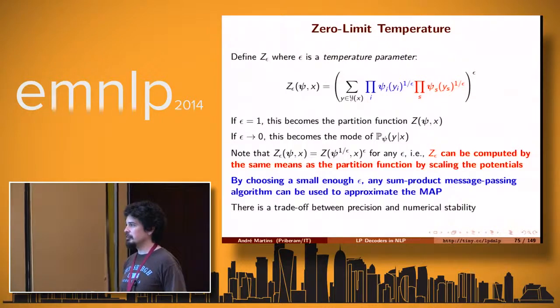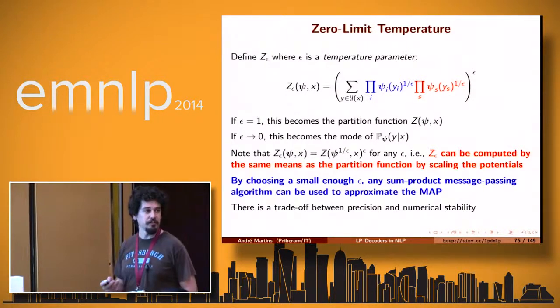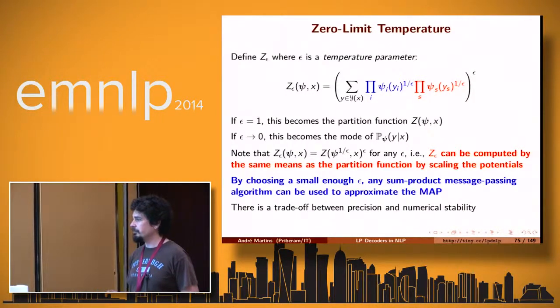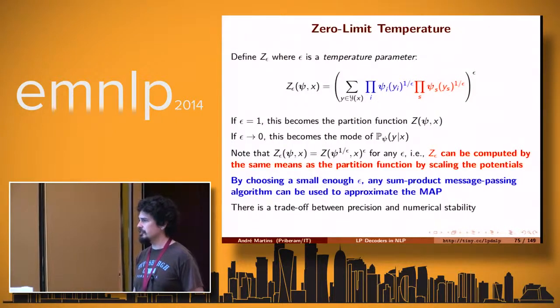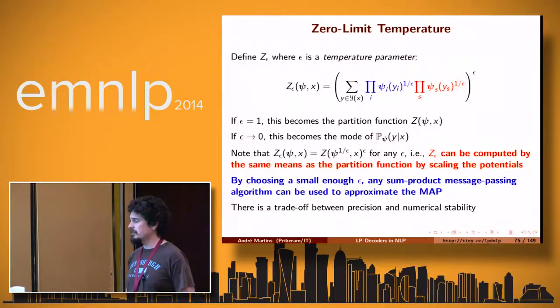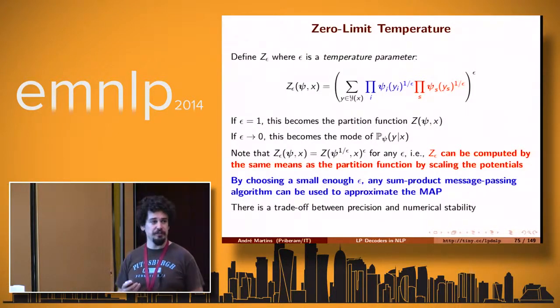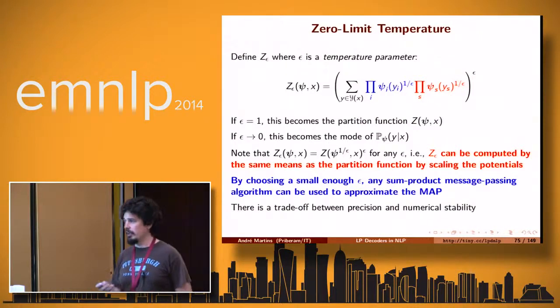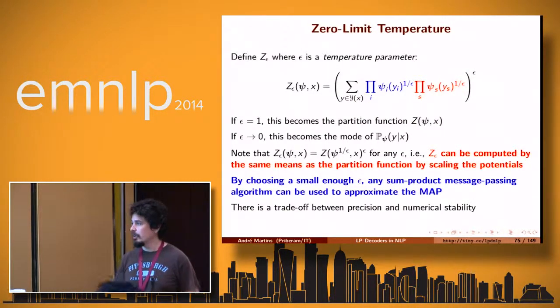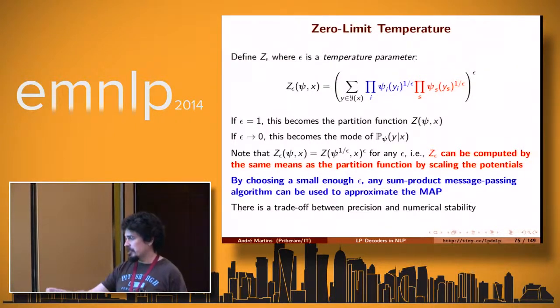You know, this is related with things like annealing that we might have seen before. So the main idea here is that if you choose a small enough epsilon, any sum product message passing algorithm can be used to approximate the map. Okay, so this means that you can use any of the algorithms that I've talked about already as algorithms to approximate the map. Of course, there is a problem that arises in practice.